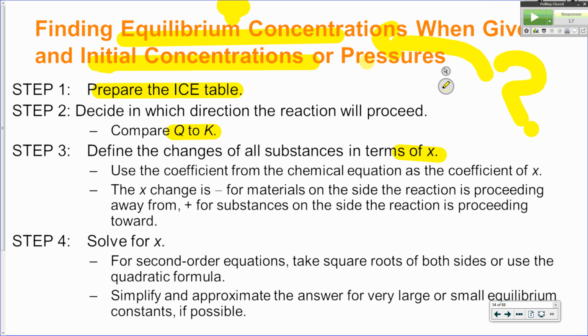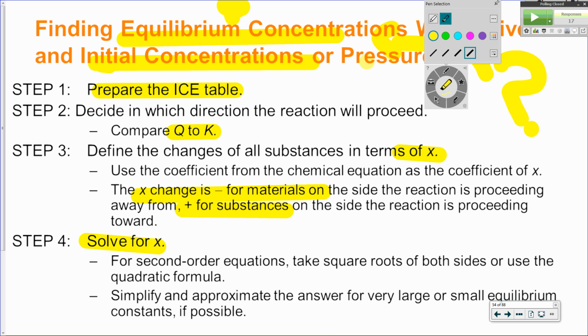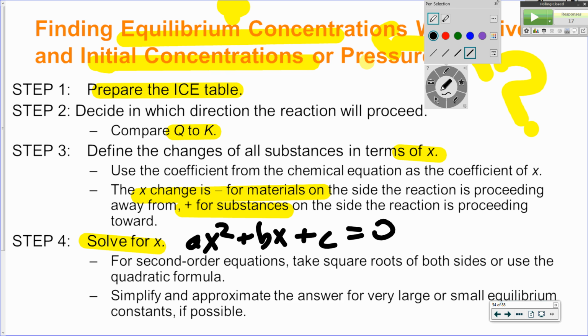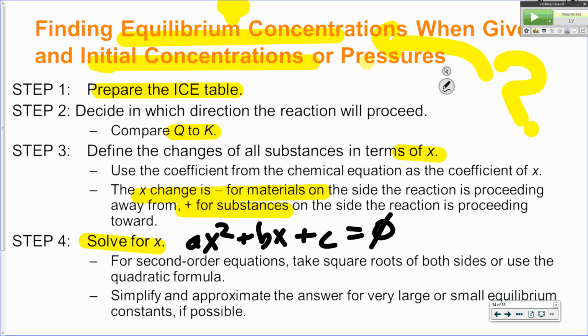So what we're going to have for our changes are going to be X minus whatever there was initially, if it's a reactant, or X plus whatever's being formed, if it's a product. We're going to set up a mathematical relationship for X, and we're going to solve for X. If it is a second order equation, what does that mean? That means I went back to high school. AX squared plus BX plus C equals 0. That's a quadratic. We're going to solve the quadratic equation, which many of you haven't done since high school. We can solve the quadratic.